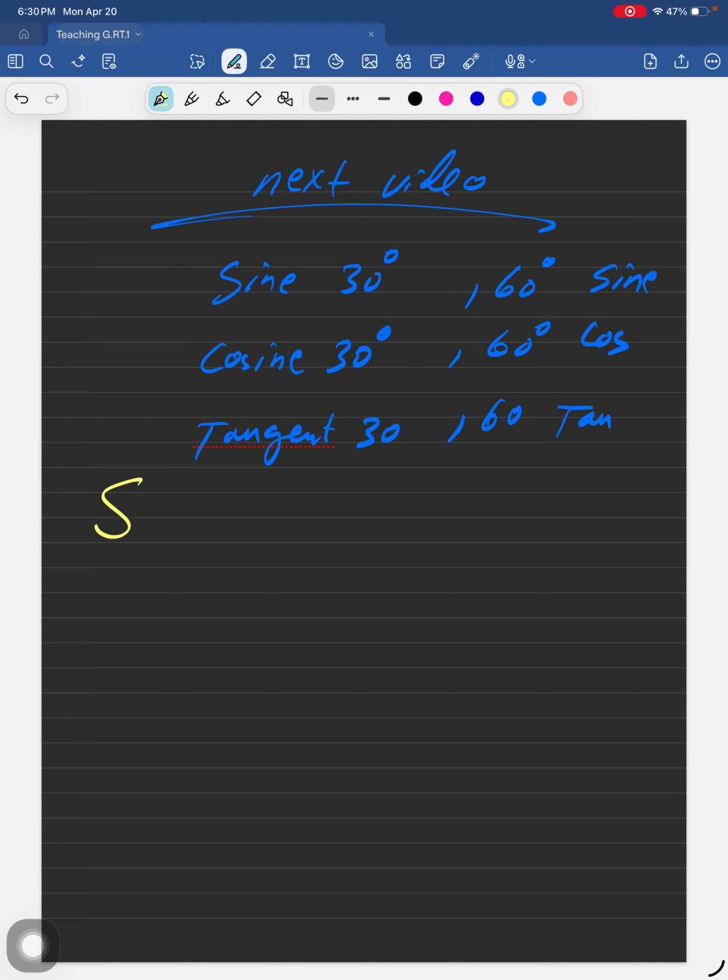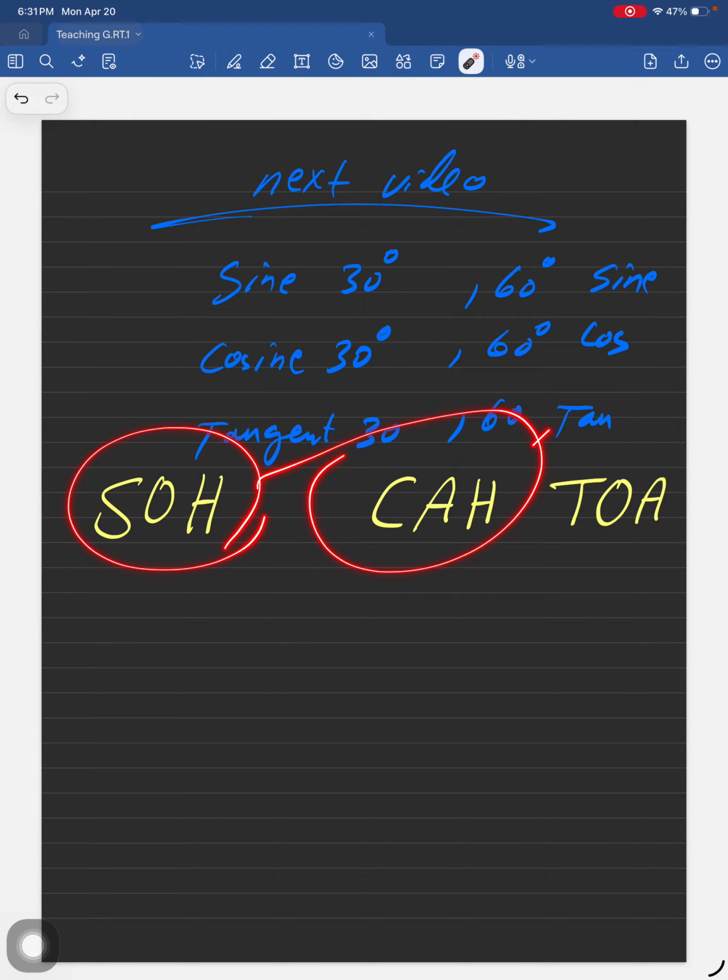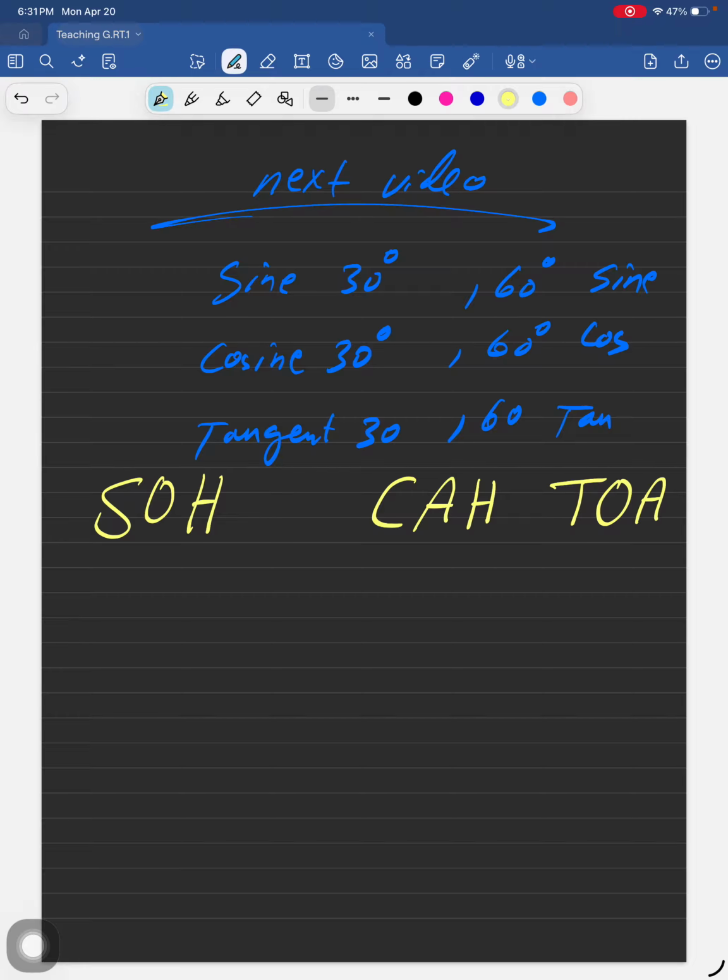We can use SOH, so, and then CAH, which is ka, and finally TOA, toa. So, su, ka, tua. We use it as follows. The S represents the sine, the C represents the cosine, and the T represents the tangent.